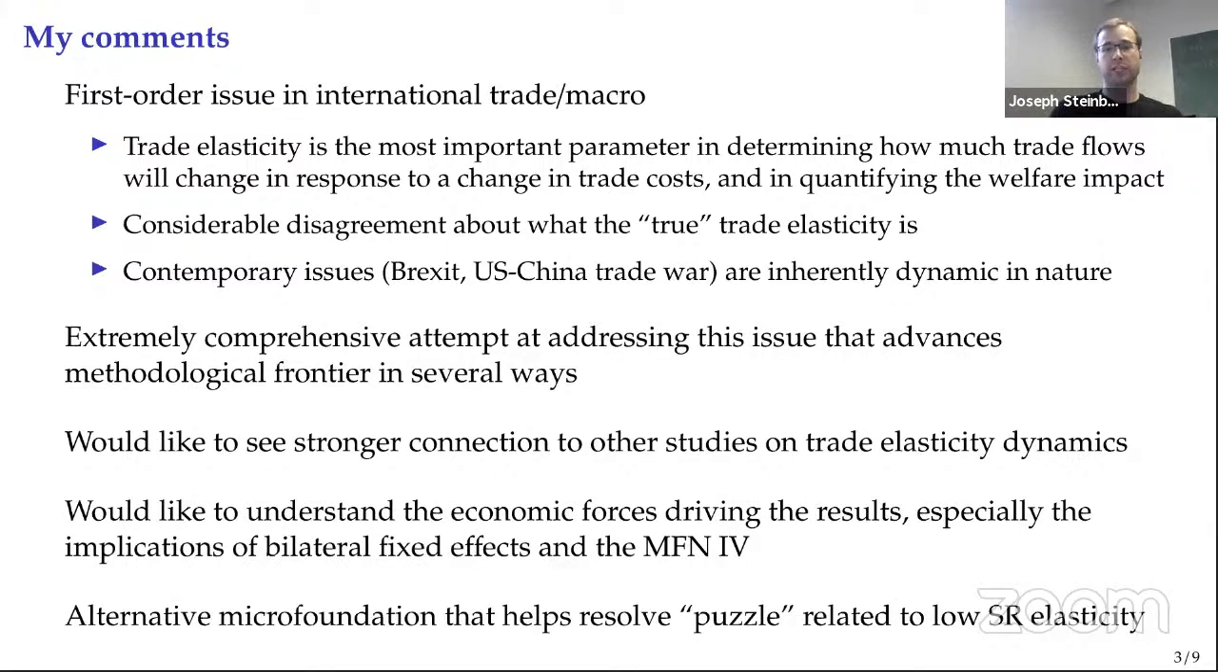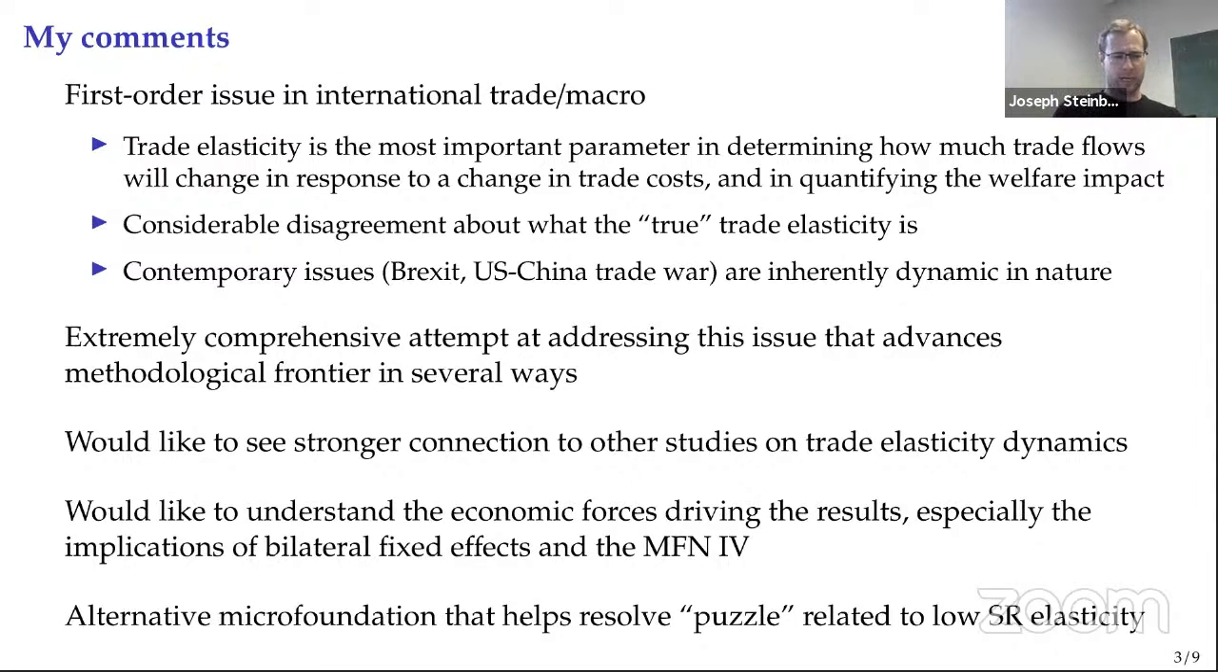So it's really important to understand what the true trade elasticity is, and there's a lot of disagreement. I think also a lot of the contemporary issues that we are analyzing today, in this session and more broadly as a field, are inherently dynamic in nature. And so getting a handle on how trade evolves over time in response to changes in trade costs is really important. This paper is an extremely comprehensive attempt at addressing all of this stuff, and pushes the methodological frontier forward in a variety of ways. Really broadly, I'd like to see a tighter connection to other studies of trade elasticity dynamics.